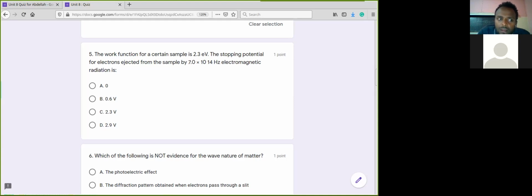Then calculate the photon energy, hf, which is 7.0 times 10 to the power of 14 times the Planck's constant 6.63 times 10 to the power of minus 34 joule second. Convert that into electron volt. Multiply by 1 electron volt divided by 1.6 times 10 to the power of minus 19 joule. Joule by joule cancel. Then at the end of the day, you will get the energy of the photon in electron volt.